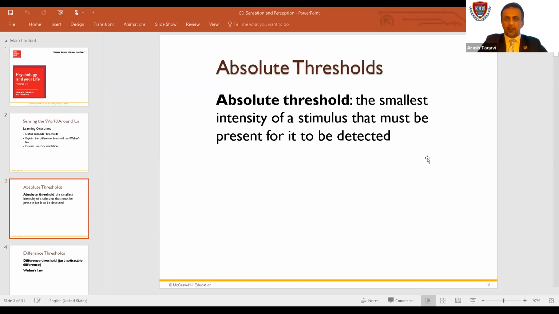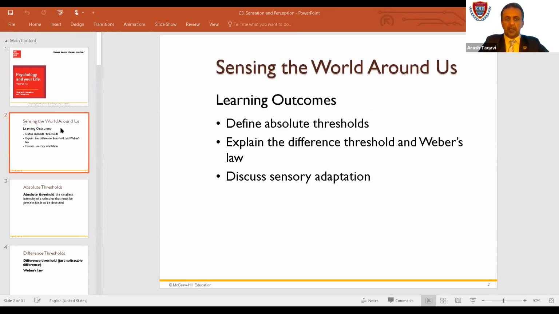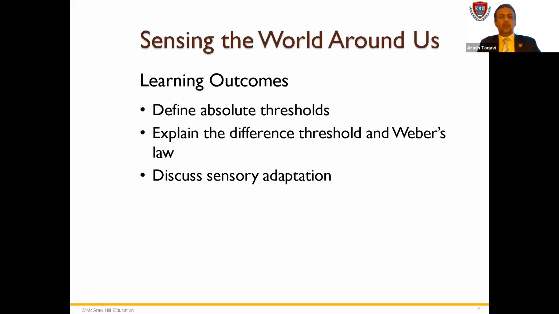This week, we will talk about two parts. At first, about sensation and perception, and after that, if we have enough time, we will talk about alternative and altered states of consciousness, and in general about consciousness and the states of consciousness. In the chapter about sensation and perception, we will define absolute threshold, explain the difference threshold and Weber's law, and discuss sensory adaptation.